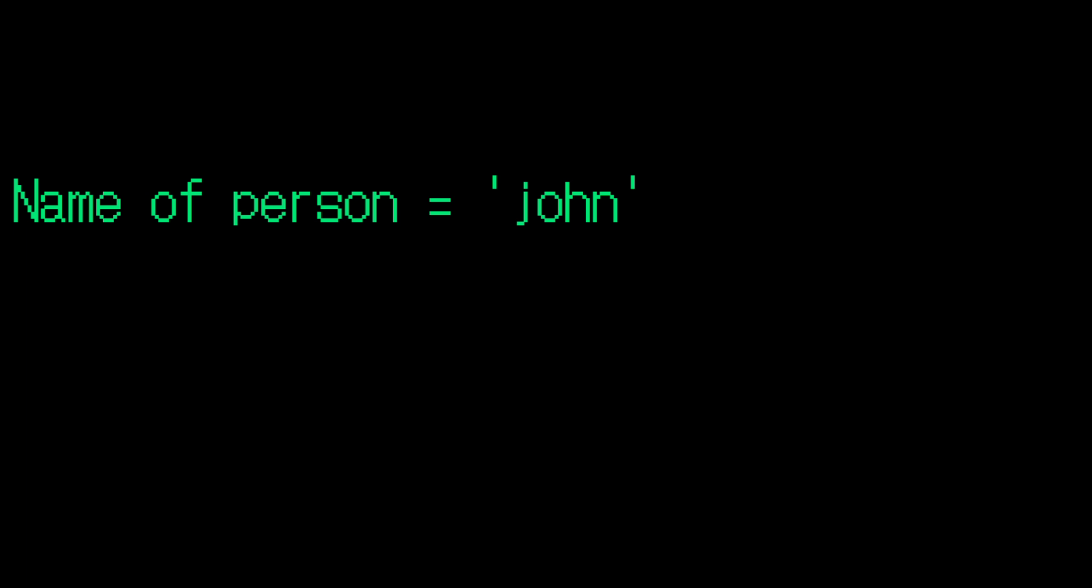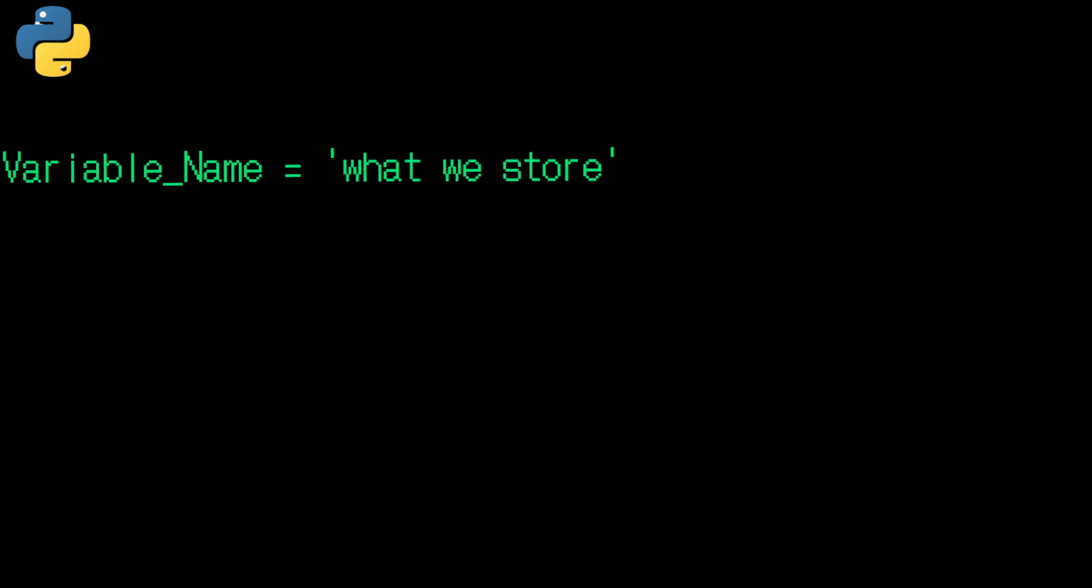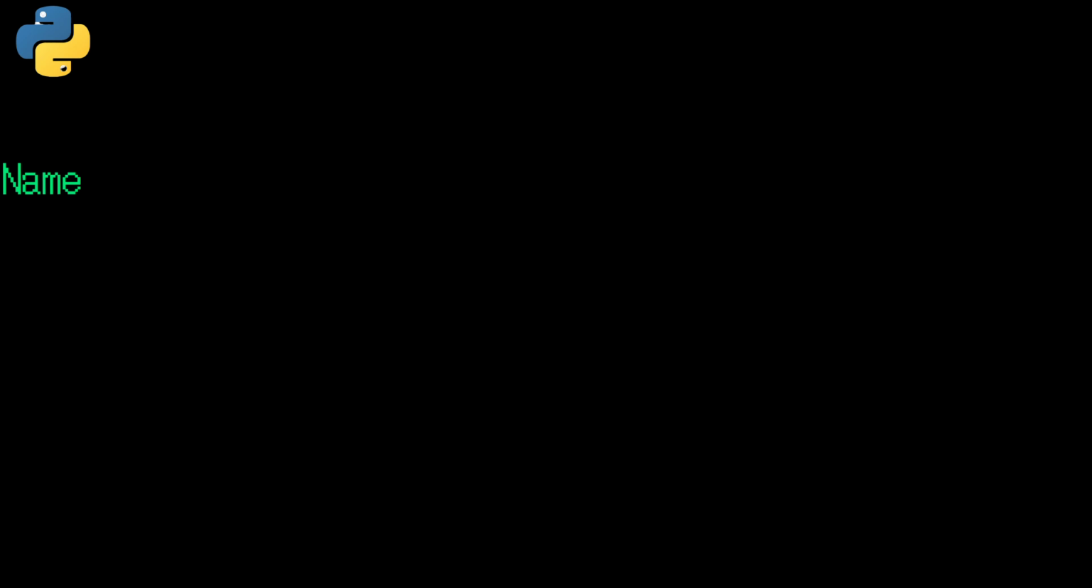So let's see an example of how to create a variable. In this example, we're going to use the Python programming language. First of all, we're going to write the name of our variable. Then we're going to put an equals sign, and then we're going to put what we are going to store. Let's create a variable called name, and then we're going to store the name of a person, John. Then later in our program, I can call John as many times as I want. So this is how a variable works.